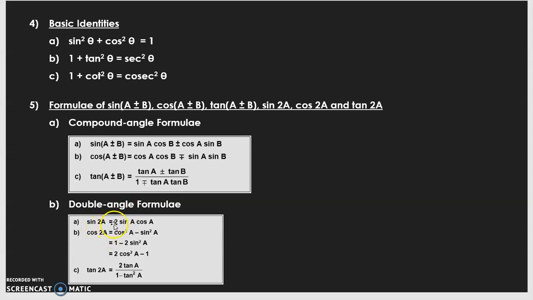And then sine 2A is equals to 2 sine A cos A. Cos 2A, we have three choices: cos squared A minus sine squared A, 1 minus 2 sine squared A, finally 2 cos squared A minus 1. For tangent 2A, we can write as 2 tangent A over 1 minus tangent squared A. So remember, we need to memorize all of this formula.